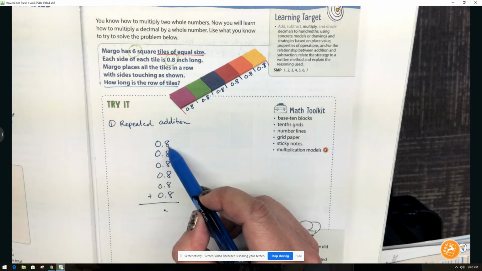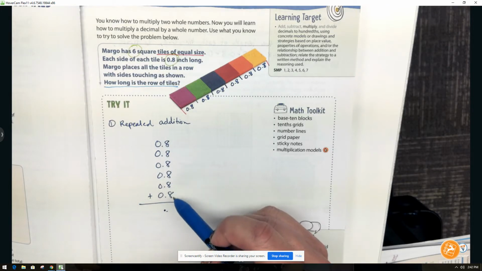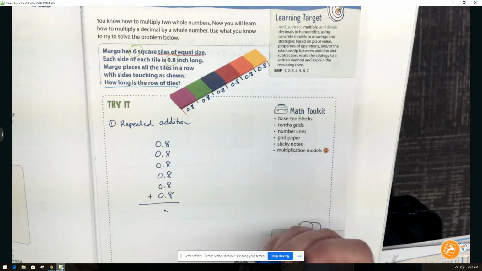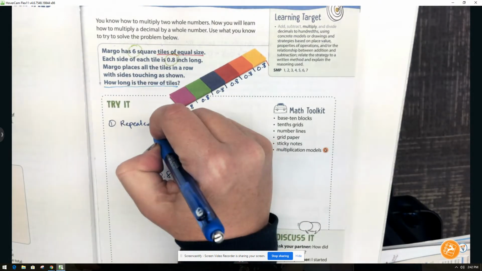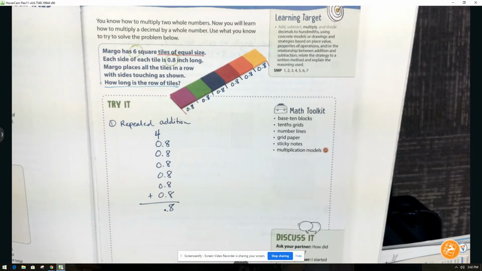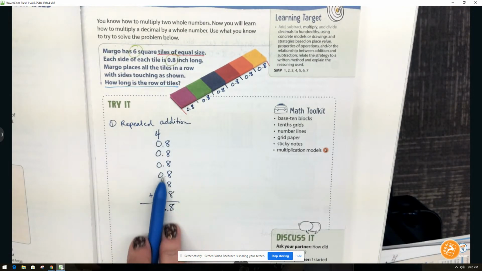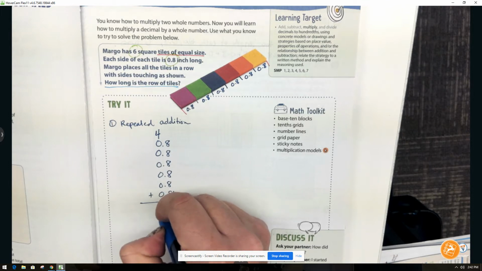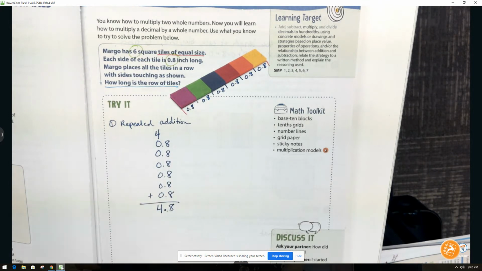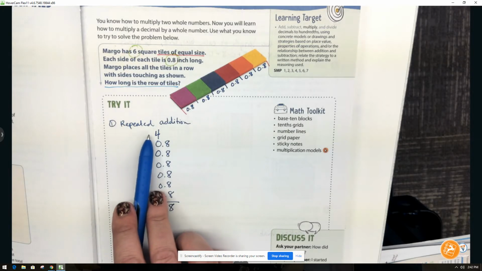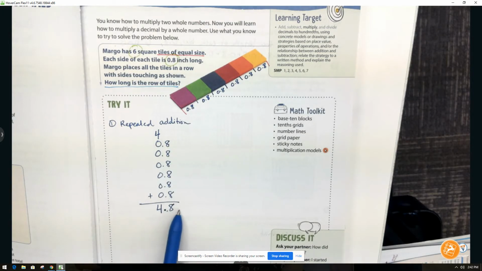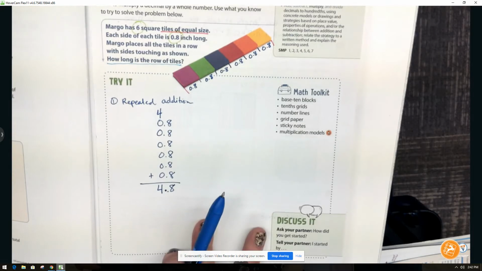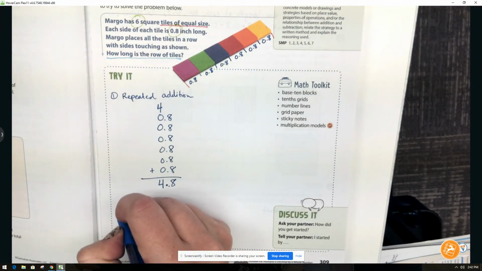Then we're going to count 8, 1, 2, 3, 4, 5, 6 times. Well, I happen to know that 6 times 8 is 48. So I'm going to put my 8 down below and carry my 4 or my 40 up top. Then I'm going to add my 4 plus all of my zeros and get an answer of 4 8/10. So I can see here that 8/10 6 times is the same as 4 8/10.